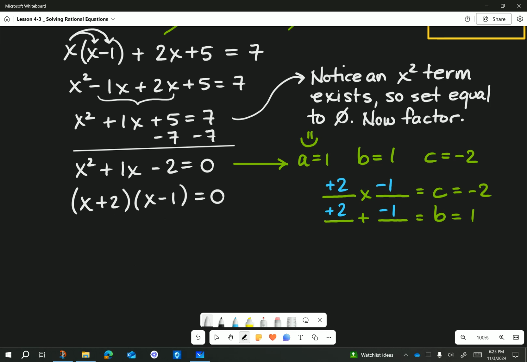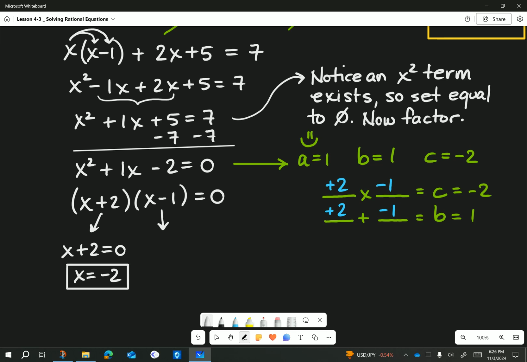So anyway, back to our problem. Once you have factored, find your x values. You need to set the first factor equal to 0 and solve. I need to subtract 2 on this problem to isolate the x. So x is equal to -2. I'm going to box that answer.